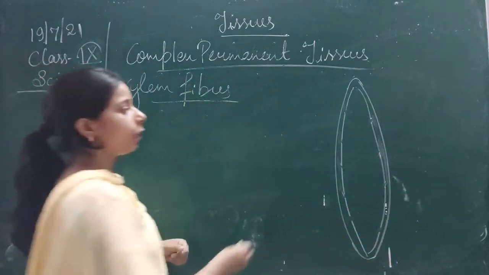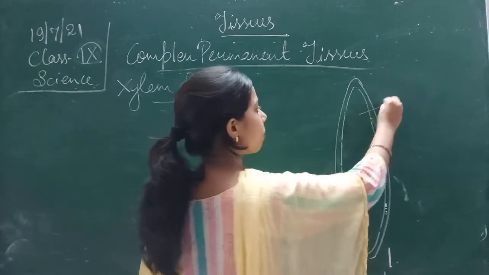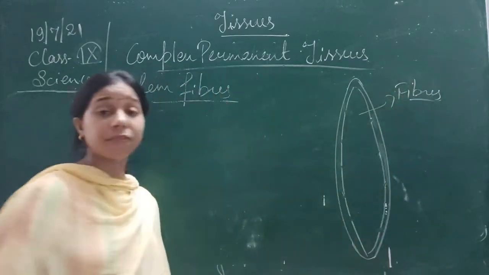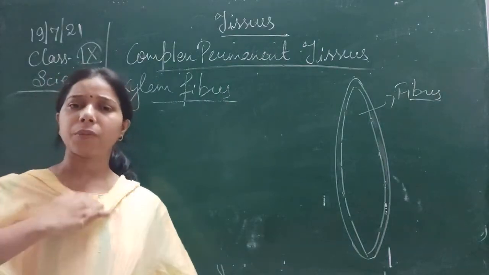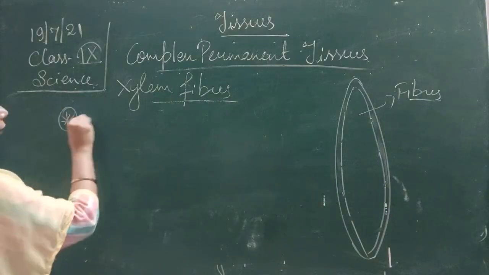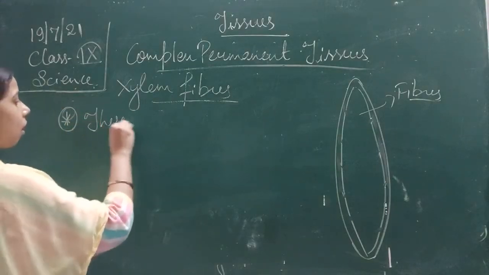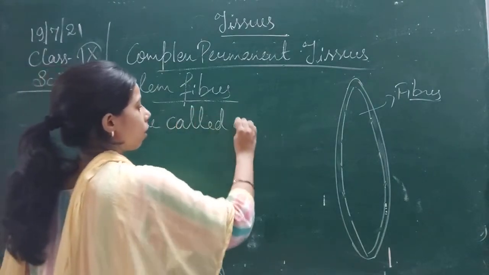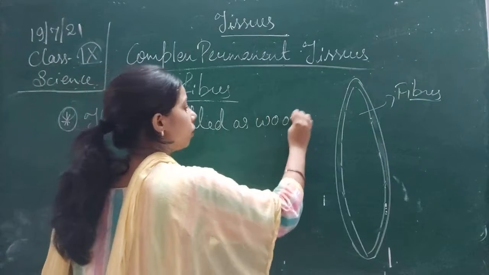What you will find here, students, is that small pits are also present. This is the fiber, which is also called a xylem fiber. In the fiber we have seen that they have tapering ends. So the first thing we will write is that these are also called wood fiber.